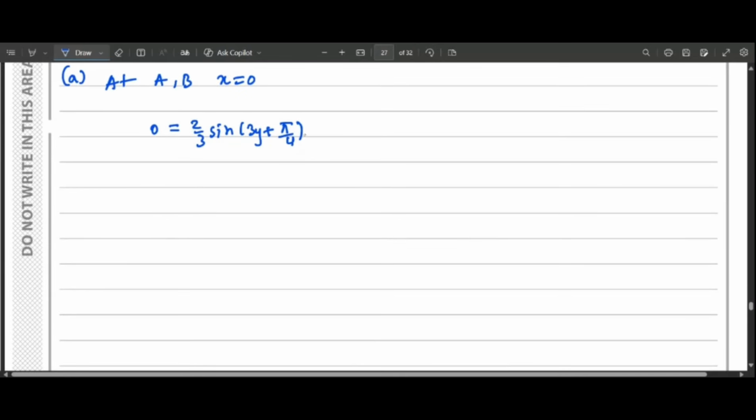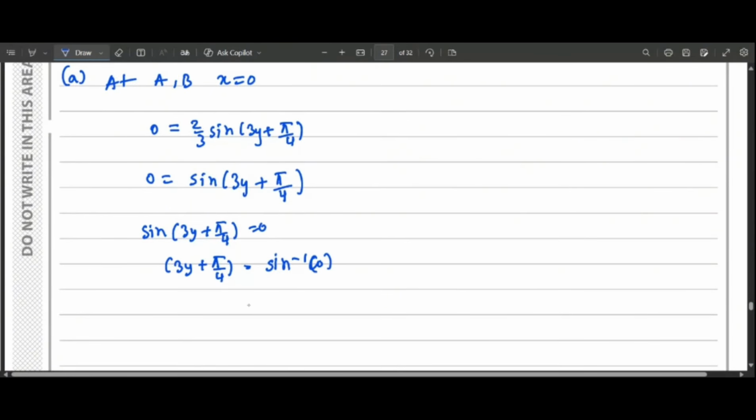Now to find the value of y, we have to make y the subject of this expression. To do that, we will first divide the whole function by 2 by 3. So this will give us 0 equals to sine 3y plus pi by 4. Now again we can make sine 3y plus pi by 4 the subject of the expression, and then I can find the basic acute angle for this.